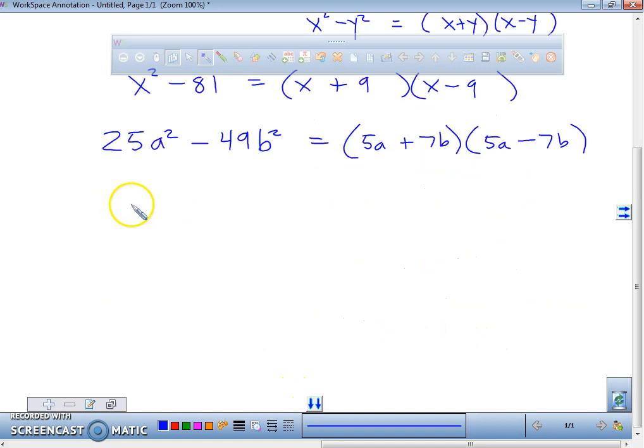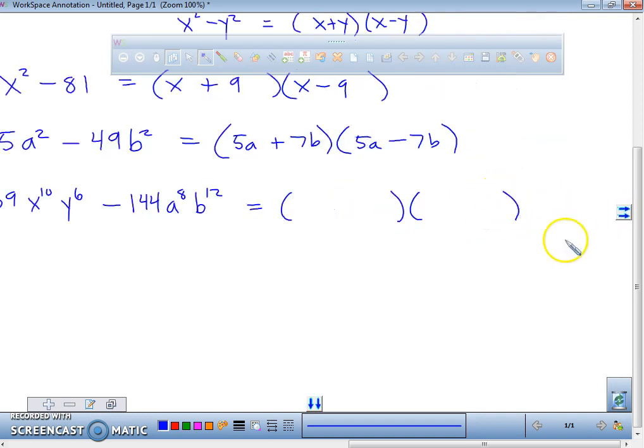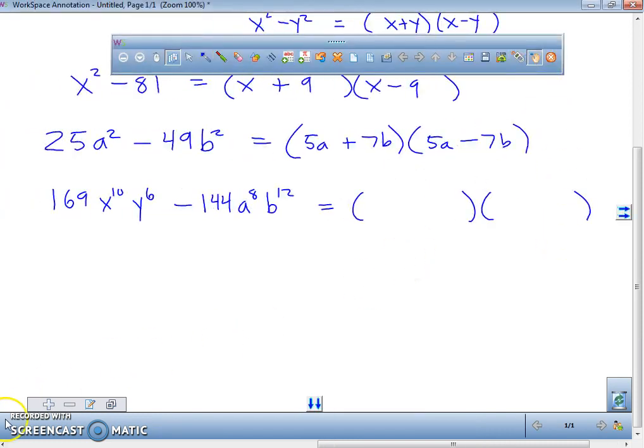All right? Now, here we go. See if you guys can figure this one out. 169 x to the 10 y to the 6 minus 144 a to the 8 b to the... See if you guys can figure that out. If you're watching this video, I'm sorry. But now would be a good time to pause it and see if you can do it on your own before I reveal the answer in just a few moments.